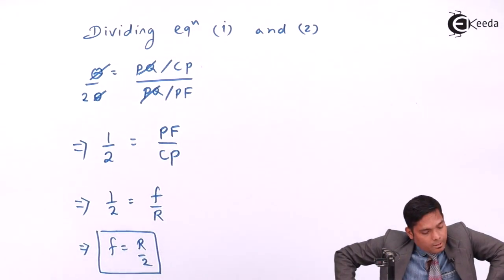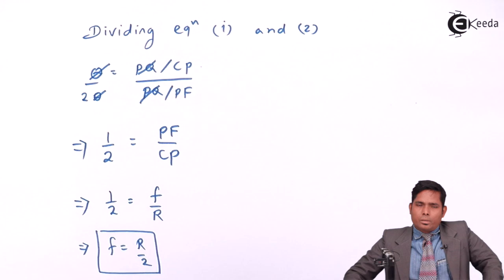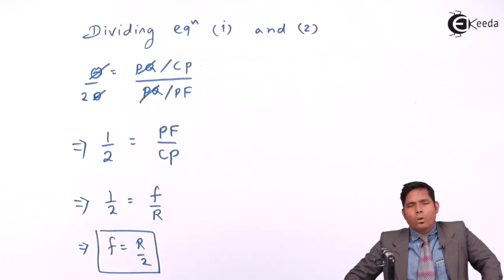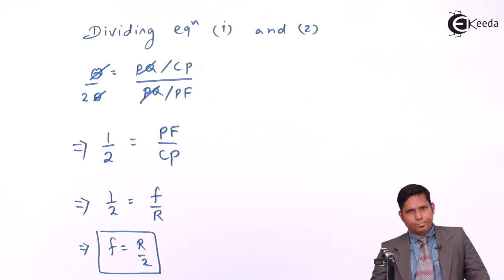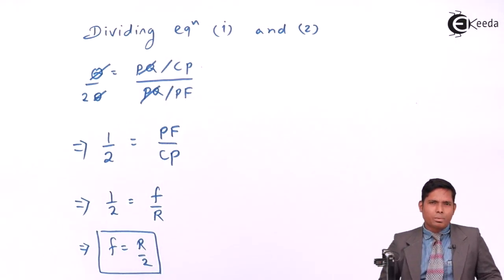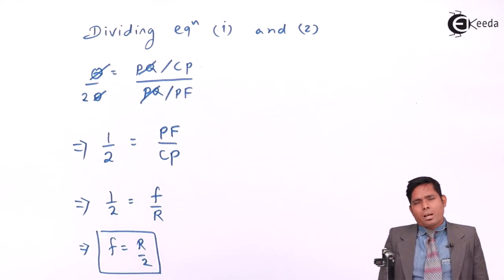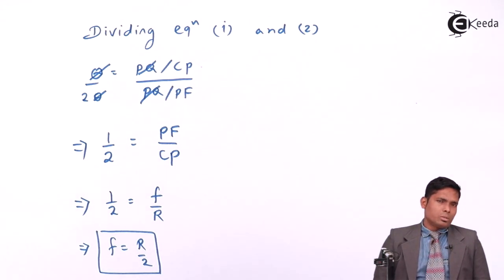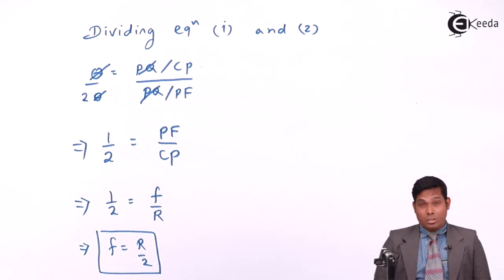Though we have derived it by taking a concave mirror into consideration, this is true for a convex mirror also, and also for a plane mirror. If I use it for a plane mirror, because its radius of curvature is infinity, the focal length is also infinity, because F is R by 2. So if I apply this to a plane mirror, the focal length comes out to be infinity, because for a plane surface, the radius of curvature tends to infinity.